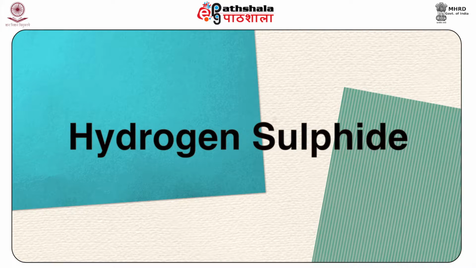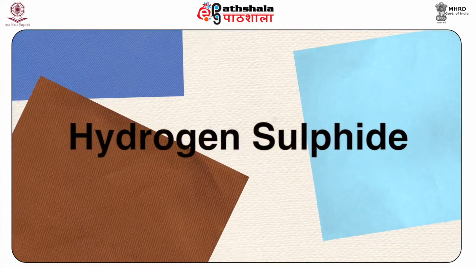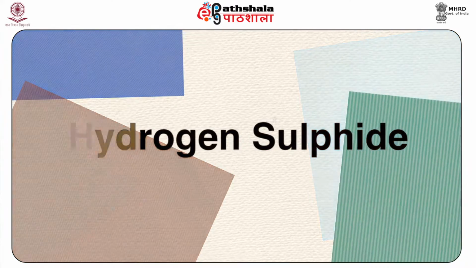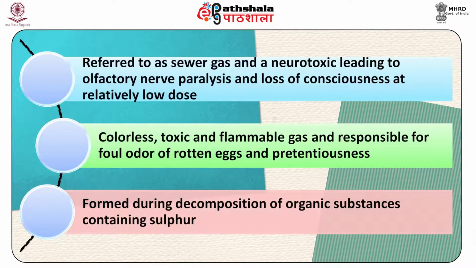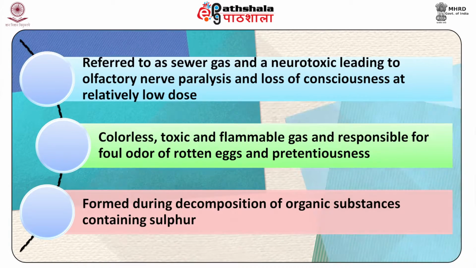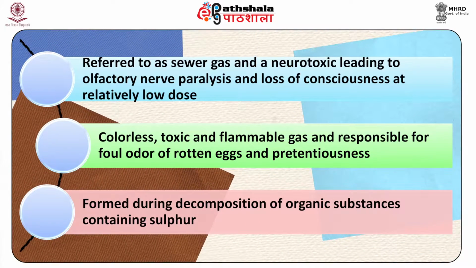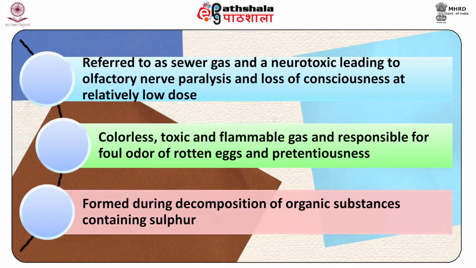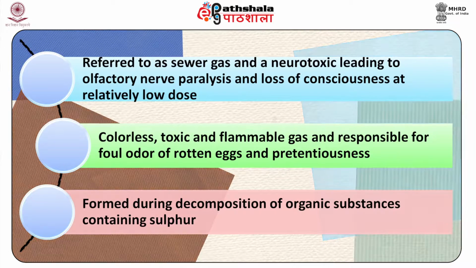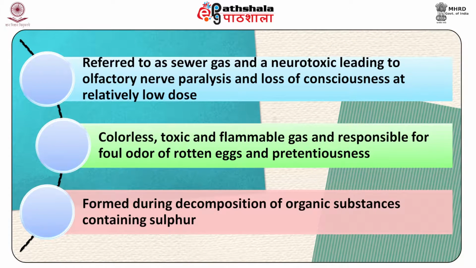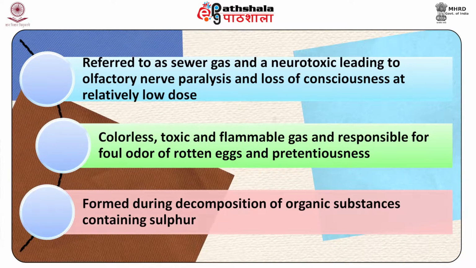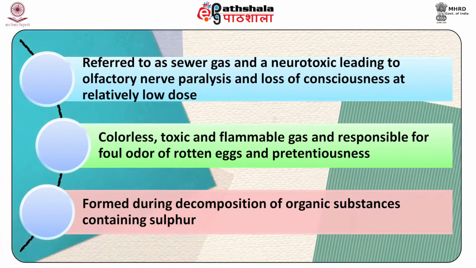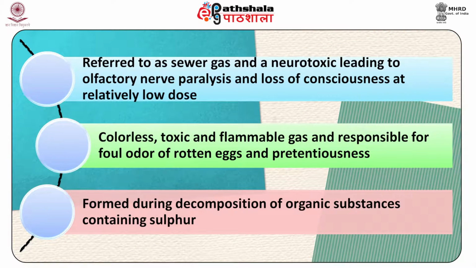Fourth is hydrogen sulfide. Lethal concentration 50 is 712 parts per million. Hydrogen sulfide is in general referred to as sewer gas and is a well-known neurotoxic, leading to olfactory nerve paralysis and loss of consciousness at a relatively low dose. Hydrogen sulfide is a colorless, toxic and flammable gas. It is responsible for the foul odor of rotten eggs and putrefaction. It is formed during decomposition of organic substances containing sulfur.